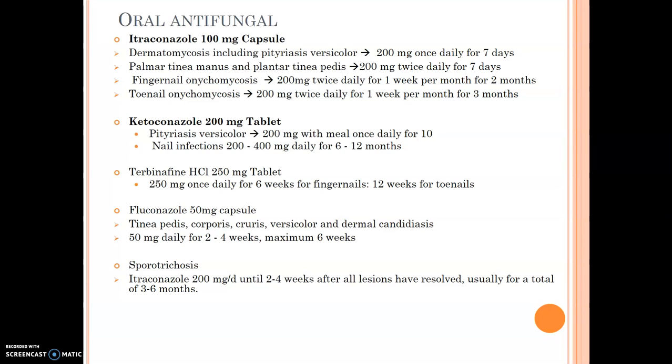So basically, fungal infection is easy. It's not that complicated as long as you can identify that this is a fungal infection. Okay, that is all about fungal infection.